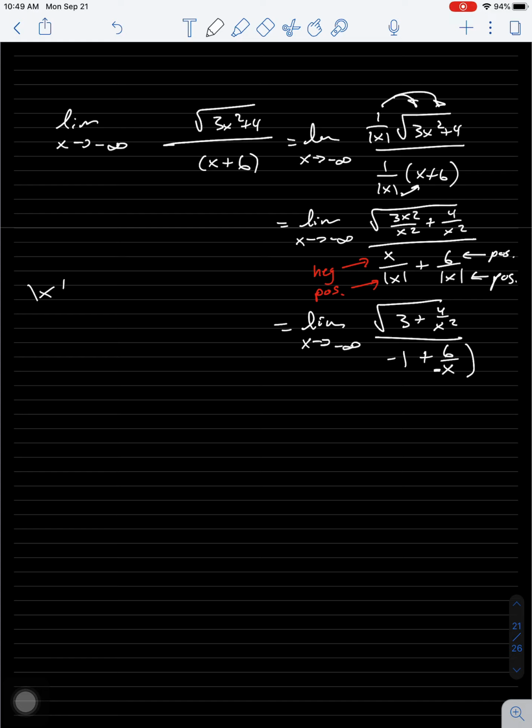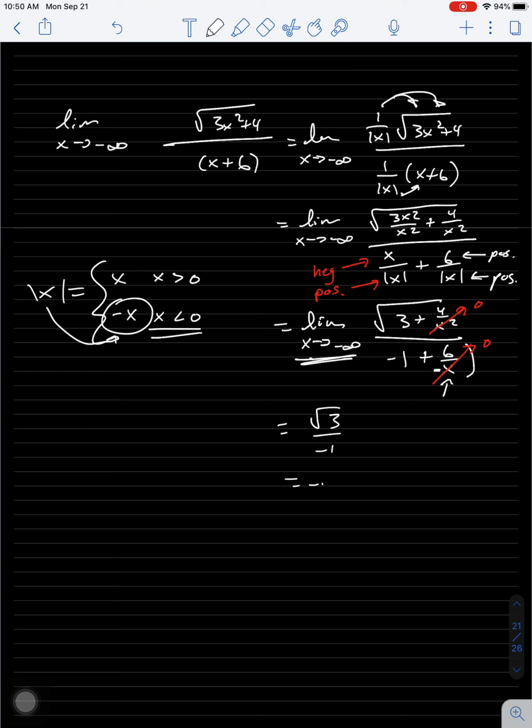So this goes back to the definition of the absolute value. The absolute value is you just leave it the same if x is positive, and you put a negative sign in front of it, or you change the sign, if x is less than 0. So since x is less than 0, because we're going to negative infinity, you're going to replace the absolute value with a negative x, and that's going to make that term positive. All right. So what does that mean limit-wise? This is still going to 0. This is still going to 0, right? And so all I've got now is root 3 over -1, which is negative root 3.